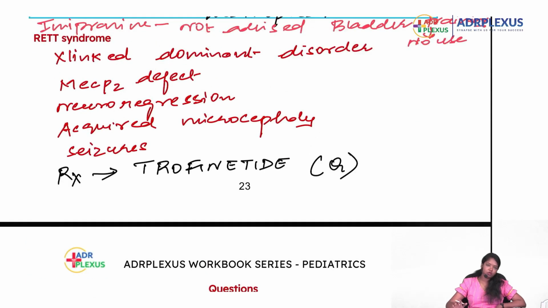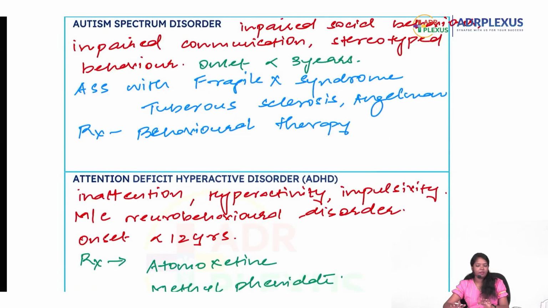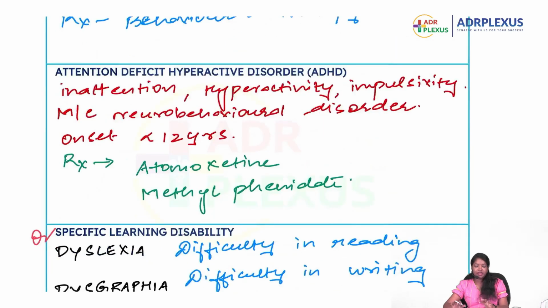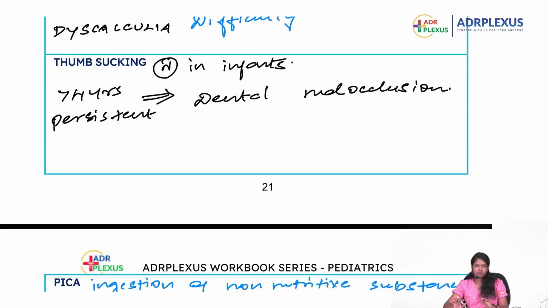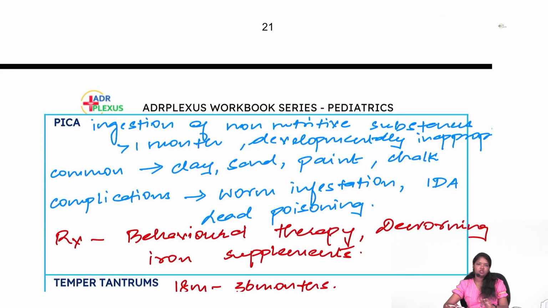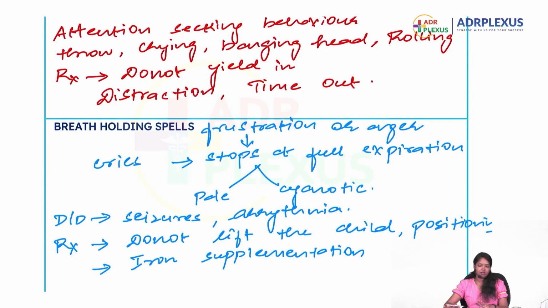Okay, so we have come to the end of development. We started with development milestones, domains of development, individual milestones, and what is developmental delay, development quotient. Then we came to certain disorders, so many developmental disorders. Autism spectrum is where the child is not maintaining eye contact, social interaction is not there. ADHD, where there is inattention, hyperactivity, impulsivity. Specific learning disorders, 3 disorders: dyslexia, dysgraphia, dyscalculia. Thumb sucking, normal in infants. Pica, you all know, ingestion of non-nutritive substances. Temper tantrum is what you see outside the toy stores and all. Breath holding spell, 2 types: pallid spell, cyanotic spell.